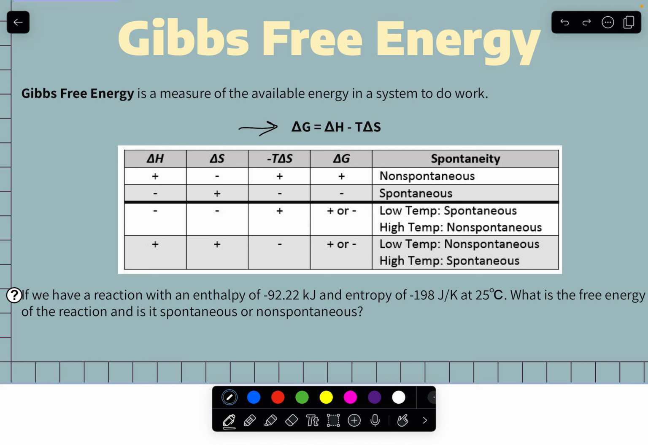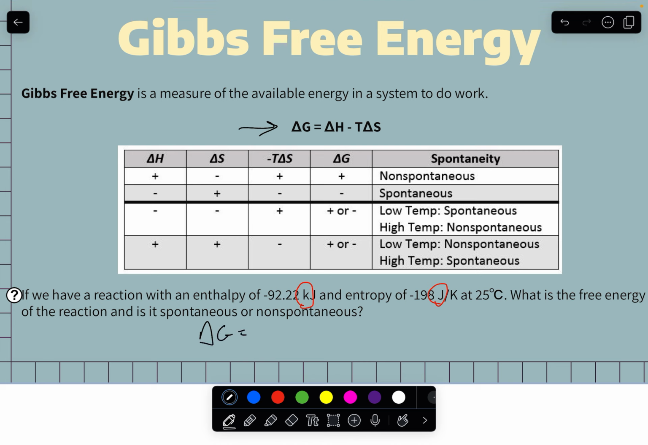If we have a reaction with an enthalpy of negative 92.22 kilojoules and entropy of negative 198 joules per Kelvin at 25 degrees Celsius, what is the free energy of the reaction? Is it spontaneous or non-spontaneous? A couple of things here. First, note the units. We have kilojoules and joules. We need to make them match. So let's leave things in kilojoules.